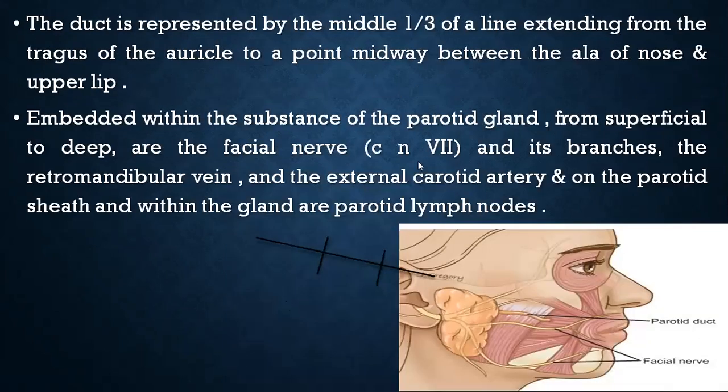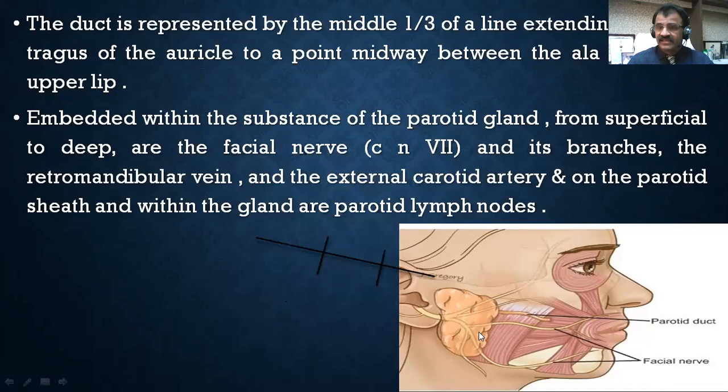The duct is represented by the middle one-third of a line extending from the tragus of the auricle. So this external pinna has got a tragus here. From here, you can say tragus of the auricle, to the point midway between the ala of the nose and the upper lip.